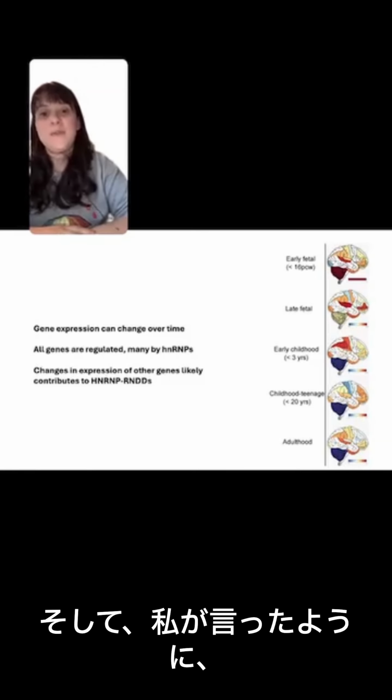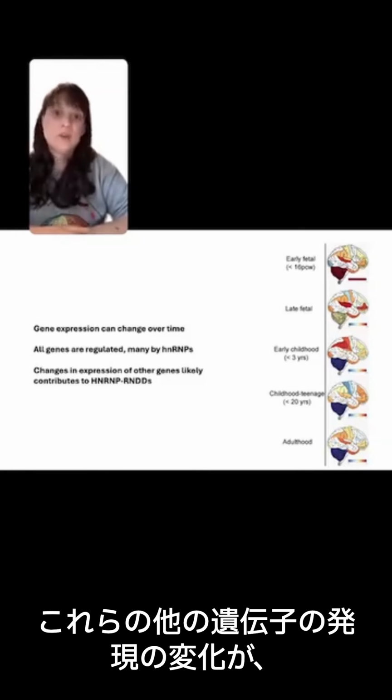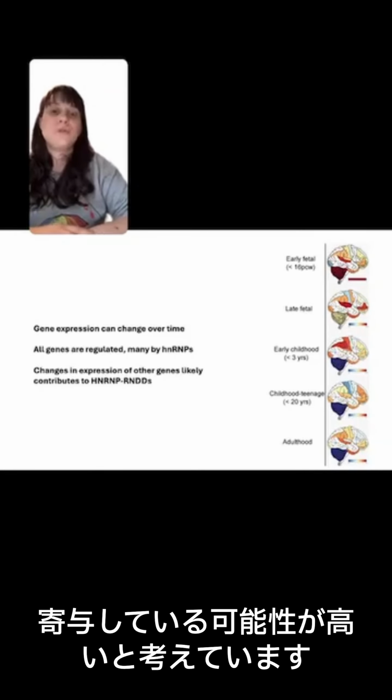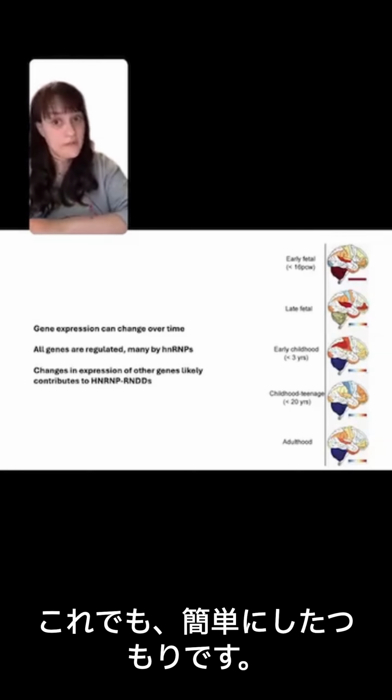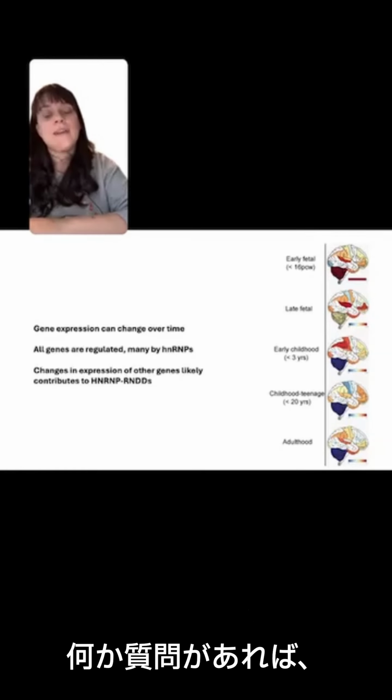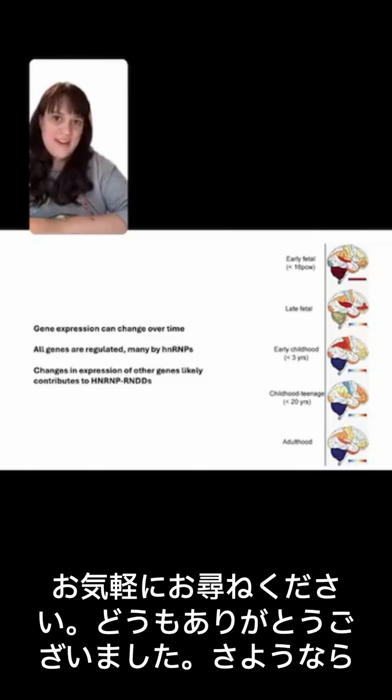Like I said, we think that changes in expression of those other genes is likely what contributes to some of these HNRNP-related neurodevelopmental disorders. I know that it can be a lot of information, and this is the simplified version, unfortunately. So definitely think on it, and any questions at all, feel free to ask.